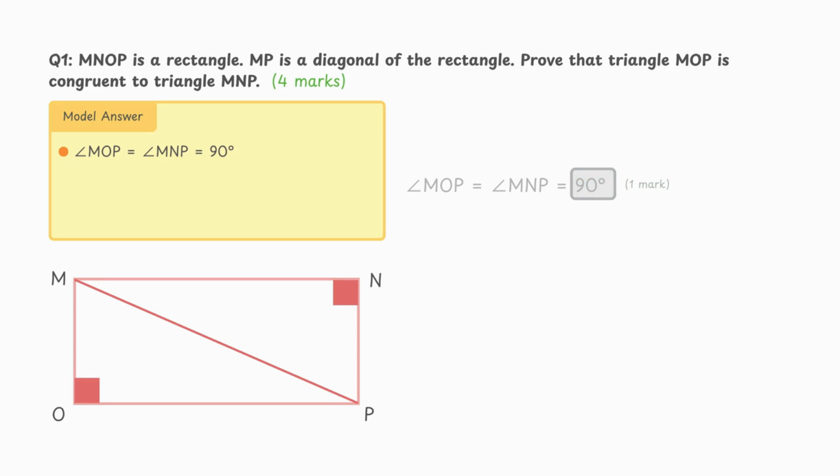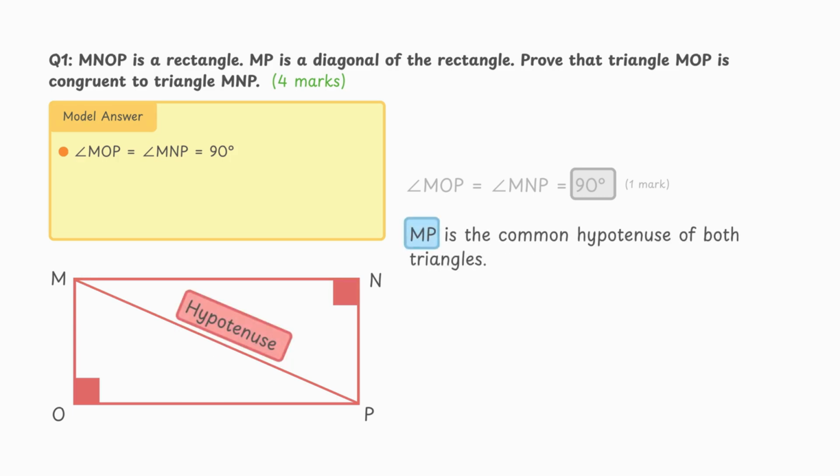Now let's look at the diagonal. MP is drawn across the rectangle. This diagonal forms 2 triangles, triangle MOP and triangle MNP. Now notice something important. MP is part of both triangles, so MP is a common side. But more specifically, since both triangles are right-angled, MP is the hypotenuse in both triangles. So we can say MP is the common hypotenuse. This earns another mark.